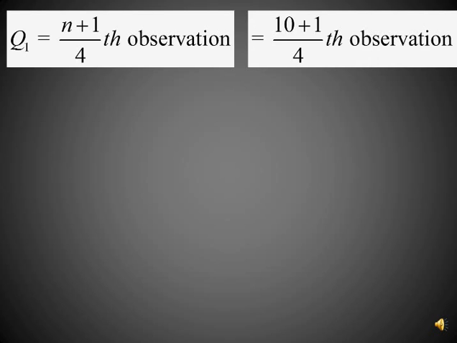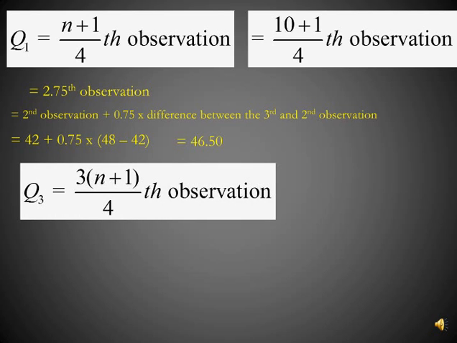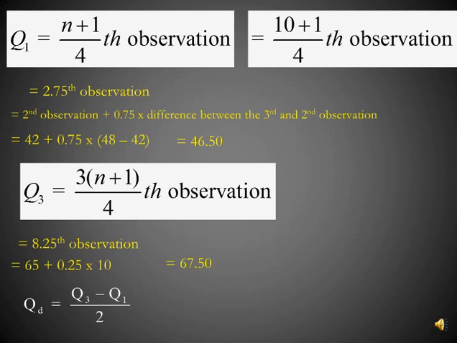Now value of Q1 is n plus 1 by 4th observation, that is 10 plus 1 by 4th observation. So it is 2.75th observation. It means second observation plus 0.75 into difference between third observation and second observation. It is 42 plus 0.75 into 48 minus 42. So it comes to 46.5. And similarly Q3 is 3 into n plus 1 by 4th observation, that is 8.25th observation. So it comes to 65 plus 0.25 into 10, that is 67.5.